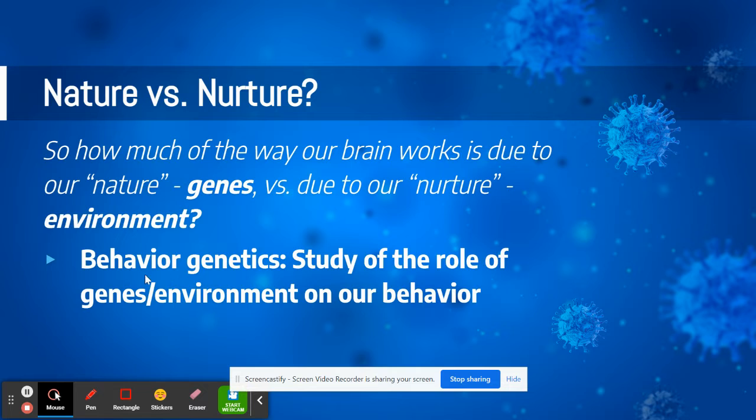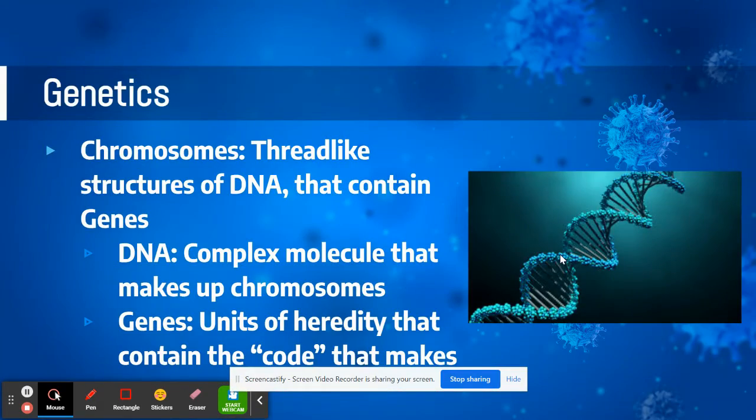Another way that you can think of that question is what's called behavioral genetics. This is the study of the role of genes and the environment on our behavior. Sometimes it's very difficult to isolate what is due to genetics and what is due to environmental impacts. One way that we can try to study the difference between genes and environment is by doing things like twin studies, which I'll be getting to in a little bit here.